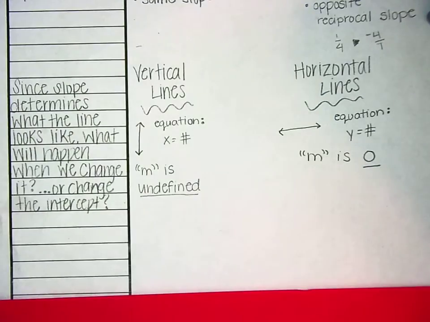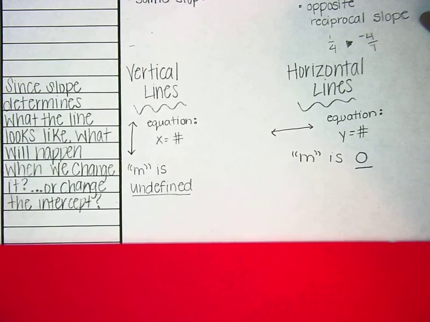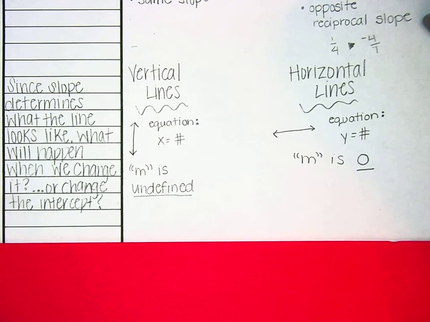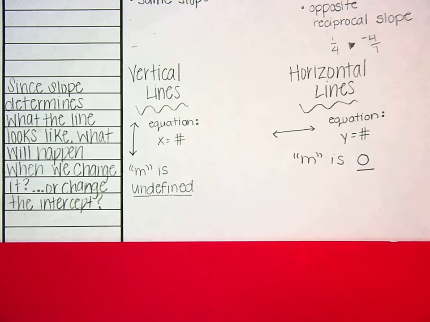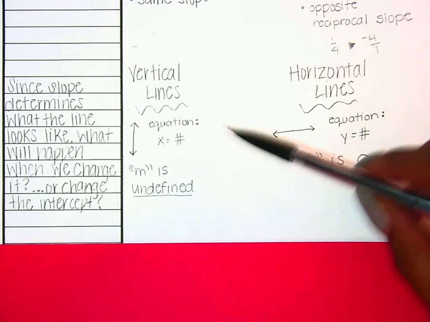Since slope determines what the line looks like, what will happen when we change it or change the intercept? Well, that's something we'll get into a little later, but that's definitely something to start thinking about. There are two other types of lines, though, that we need to go over before we start changing our slope and our intercepts. One line is vertical lines.